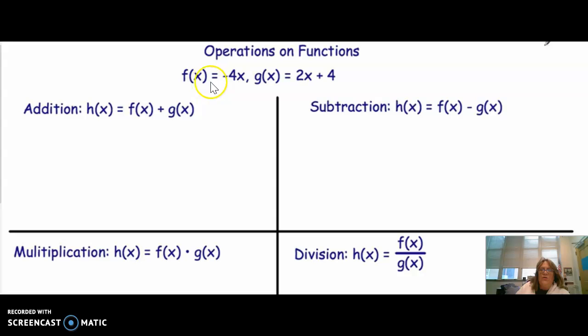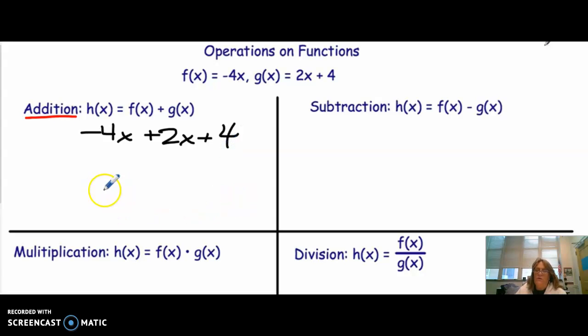So if I give you two functions, f of x is equal to negative 4x, g of x is equal to 2x plus 4, and I want you to add these two functions. Okay, so we're going to do addition. All we're going to do is take our function, substitute in negative 4x for f, and substitute in this whole quantity 2x plus 4 for g of x. And then we just simply combine like terms. When you combine your like terms, you get negative 2x plus 4.